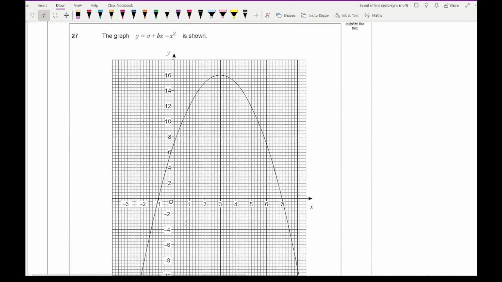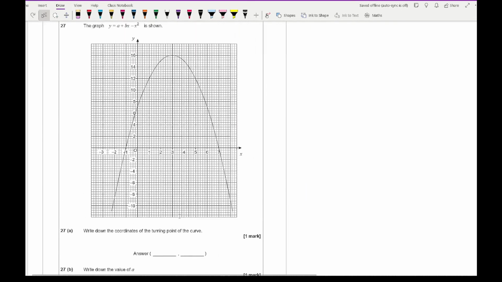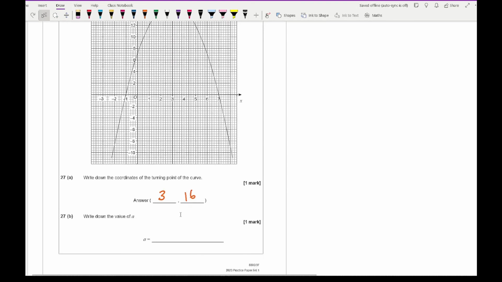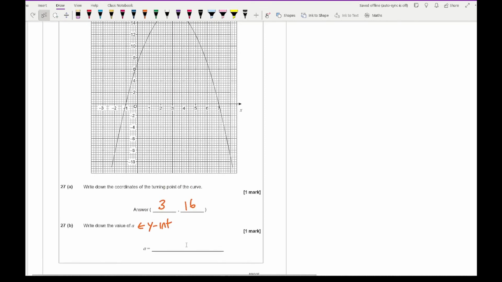Then moving on to question 27, it says the graph y equals bx minus x squared is shown, and it says write down the coordinates of the turning point of the curve. Well, the turning point is at this point here, and the coordinate for that is 3, 16. It then says work out the value of a. Well, a is basically where it crosses the y-intercept, and this curve crosses the y-intercept at 7. So a equals positive 7.